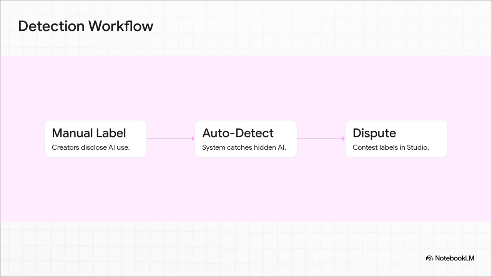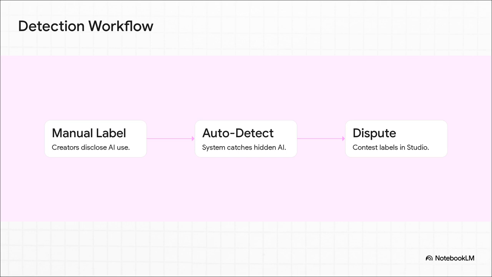But now they've added Step 2, auto detection. So if a creator forgets or intentionally tries to bypass the rules and hide the fact that they used AI, YouTube's automated system is designed to catch that undisclosed photorealistic material and just apply the label automatically. Think of it as a secondary safety net catching things that slip through the cracks.